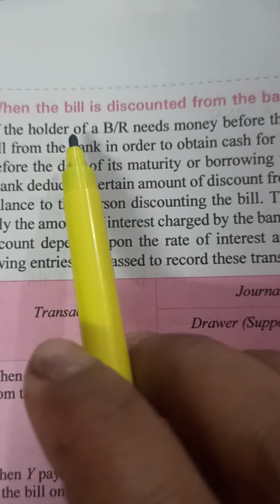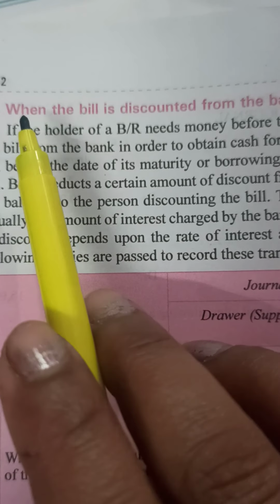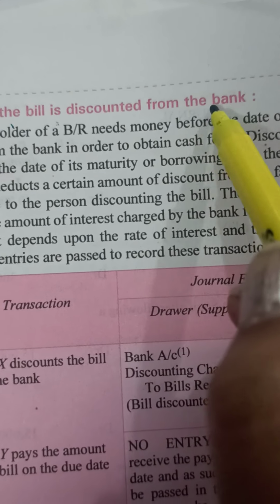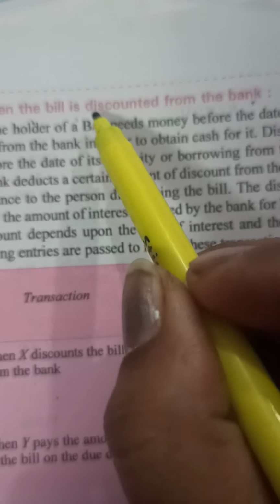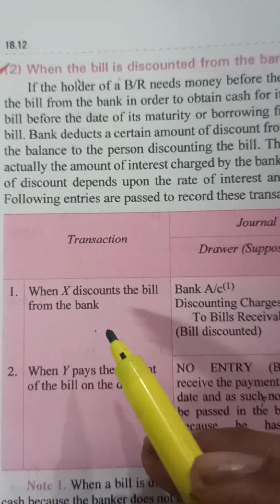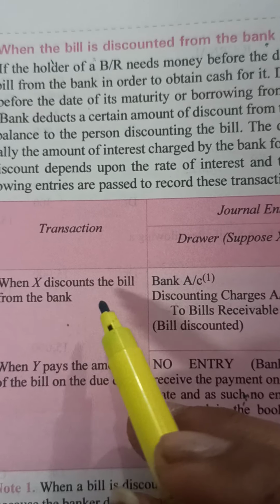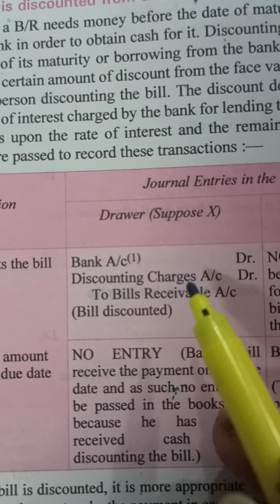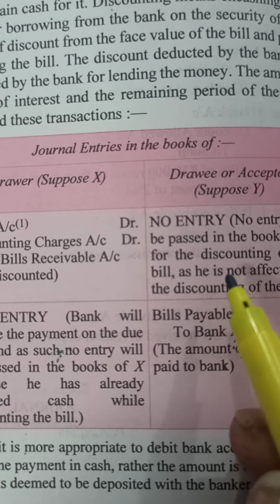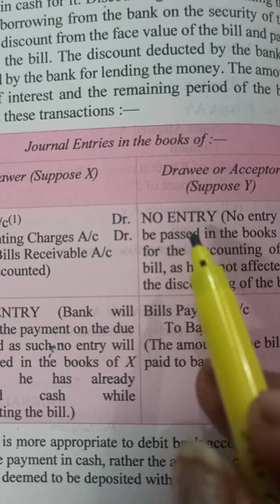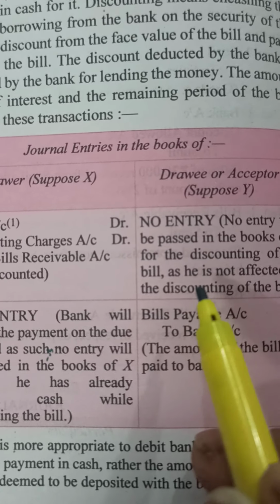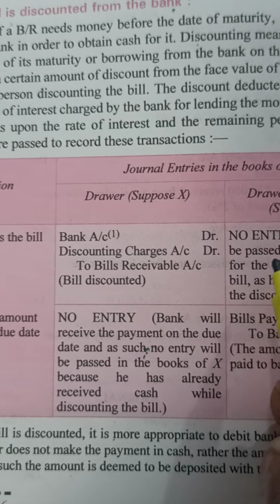Proceeding to the next type of accounting treatment, how the case is taken when the bill is discounted from the bank. I explained the meaning of discounted to you. When X discounts the bill from the bank, discounting charges are debited and the bank is debited to BR, and at that time there is no entry, no transaction, no contract in the books of Y. So it is no entry.